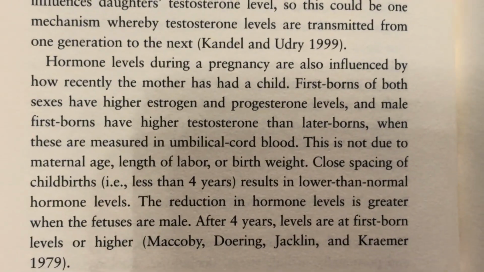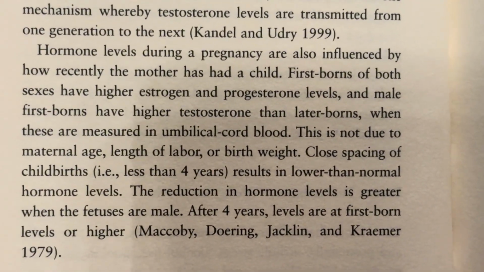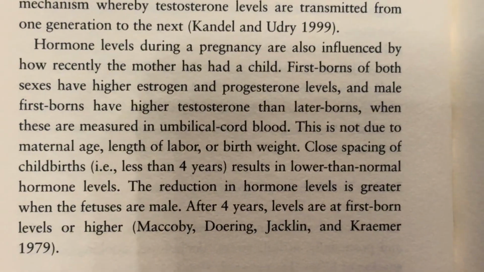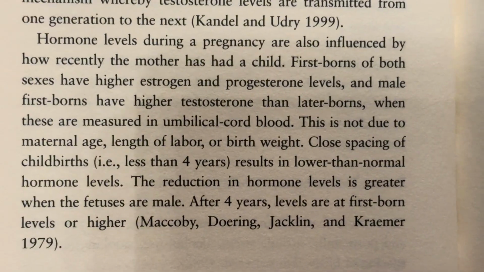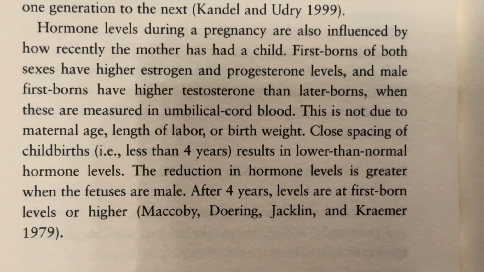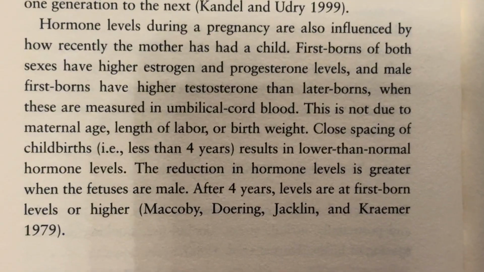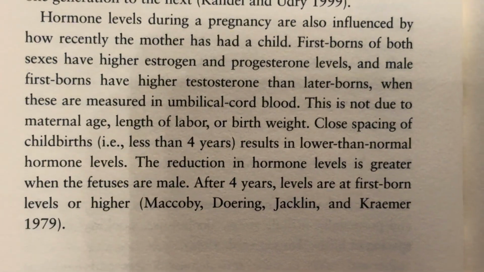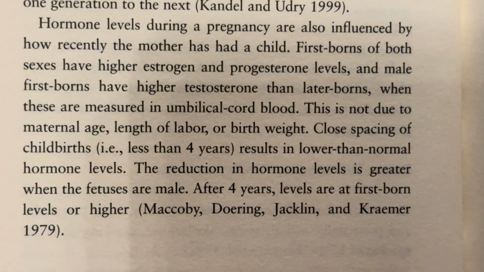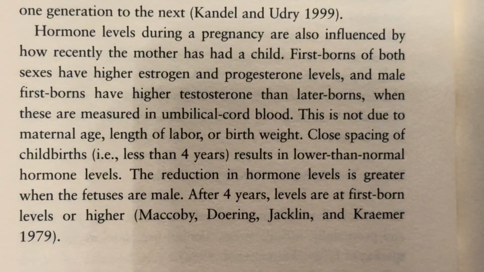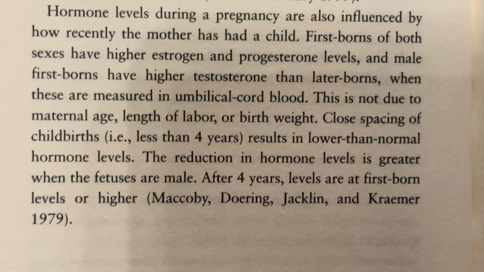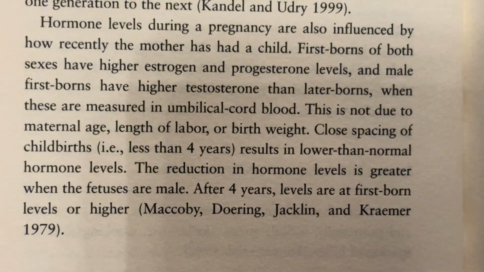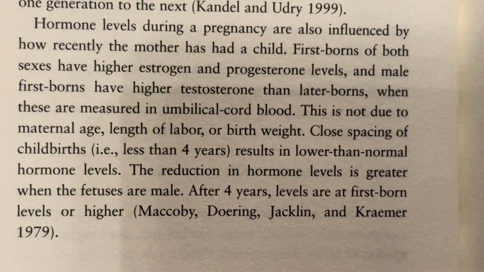Hormone levels during a pregnancy are also influenced by how recently the mother has had a child. Firstborns of both sexes have higher estrogen and progesterone levels, and male firstborns have higher testosterone than laterborns when these are measured in umbilical cord blood. This is not due to the maternal age, length of labor, or birth weight. Close spacing of childbirths, that is less than 4 years, results in lower than normal hormone levels. The reduction in hormone levels is greater when the fetuses are male. After 4 years, levels are at firstborn levels or higher.